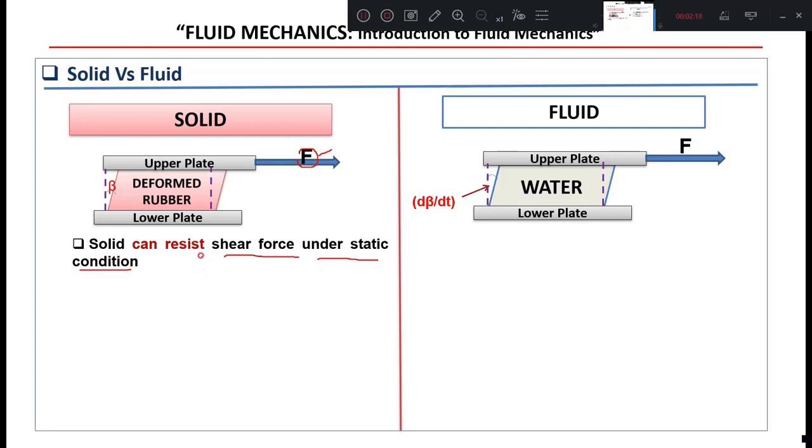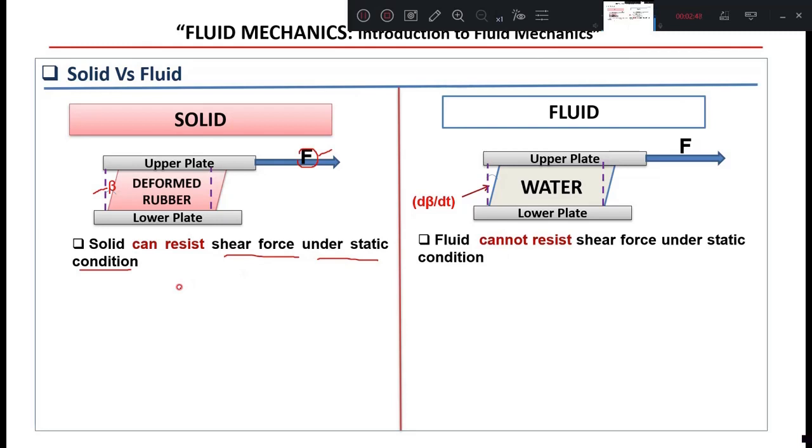I'll repeat once again. Under the action of shear force, a solid body deforms by an angle of beta. This is the deformation angle. It deforms by a certain angle, then the body will remain in this deformed state, resisting the applied shear force. Therefore, we can say the solid body can resist a shear force under the static condition.